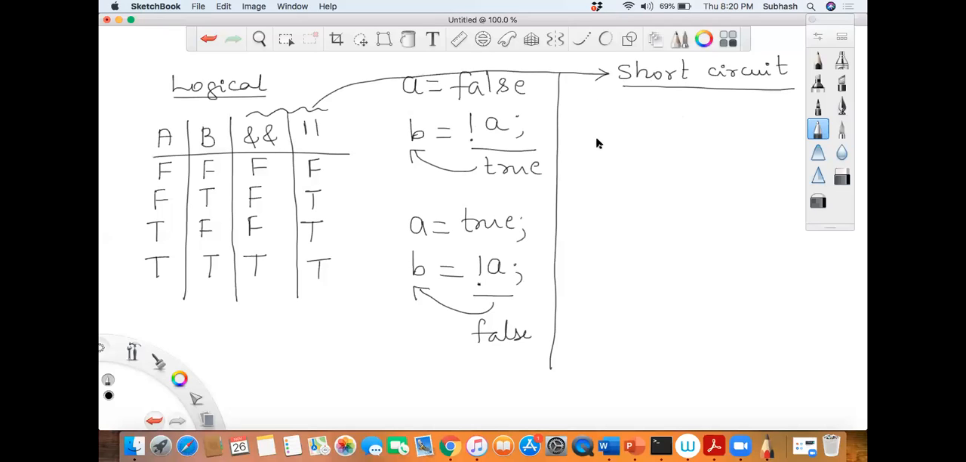In an expression, suppose I say C is equal to false and true. Now tell me what will be the result in C? It would be false. Guys, listen to me carefully. We know that false and with true will result in a false value.